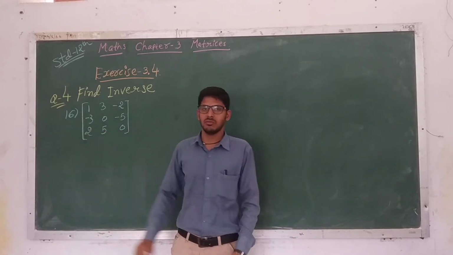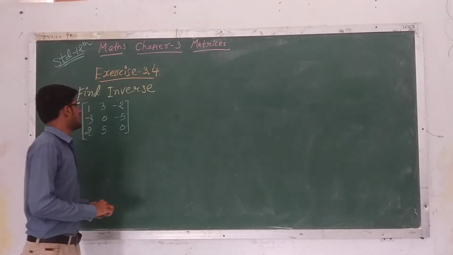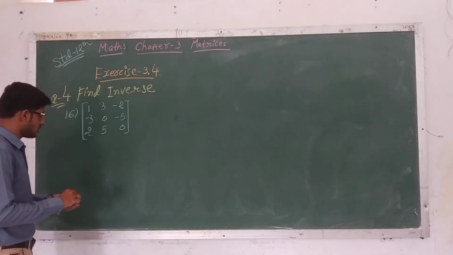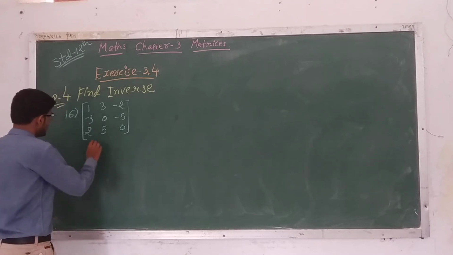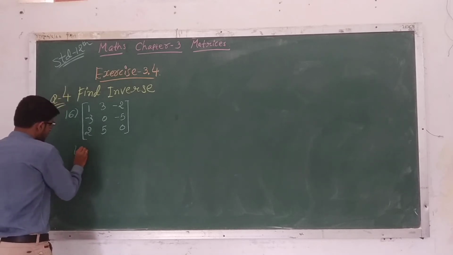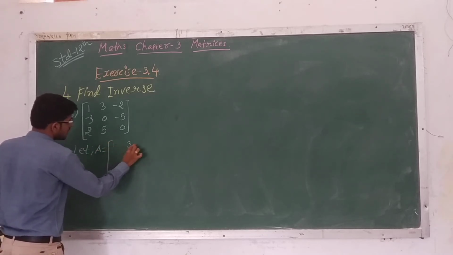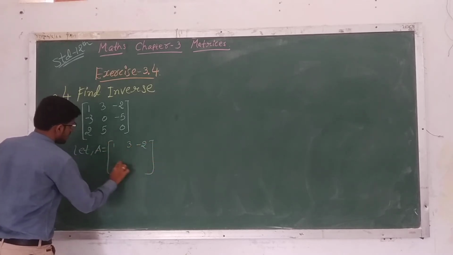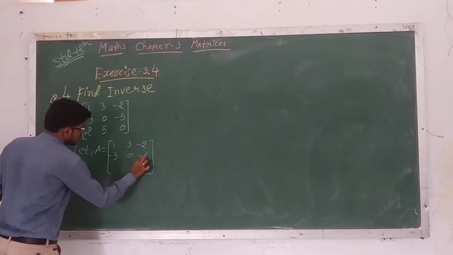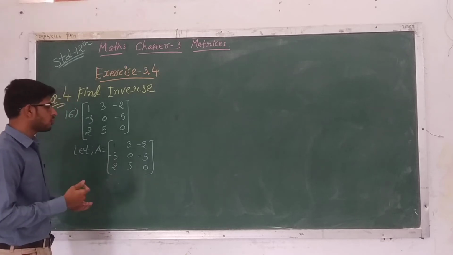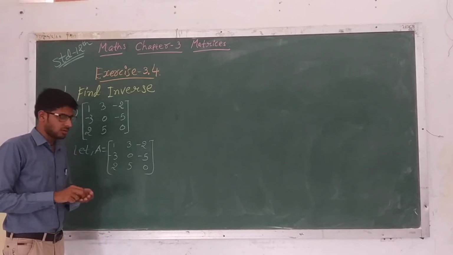Now we will start question number 16. We have to find the inverse of the given 3 by 3 matrix. Okay, so first of all, let A equal 1, 3, minus 2, minus 3, 0, minus 5, 2, 5, 0. We have to apply elementary row transformations.